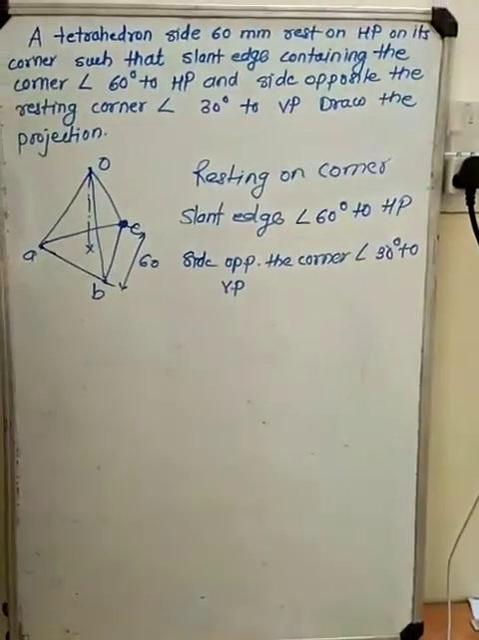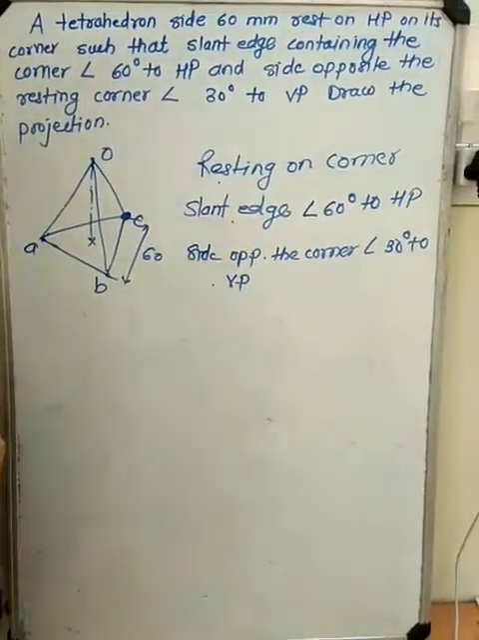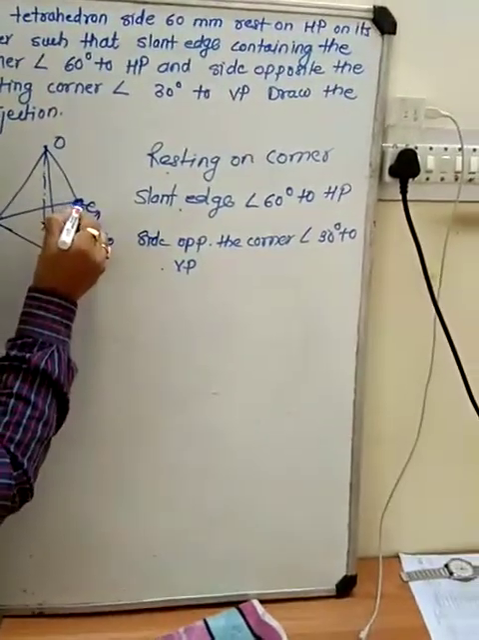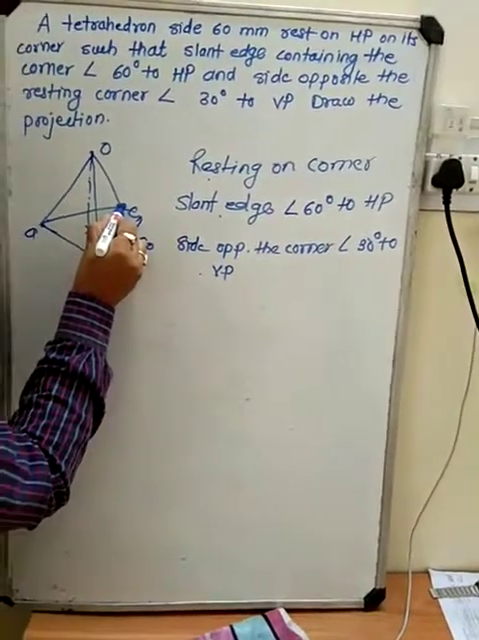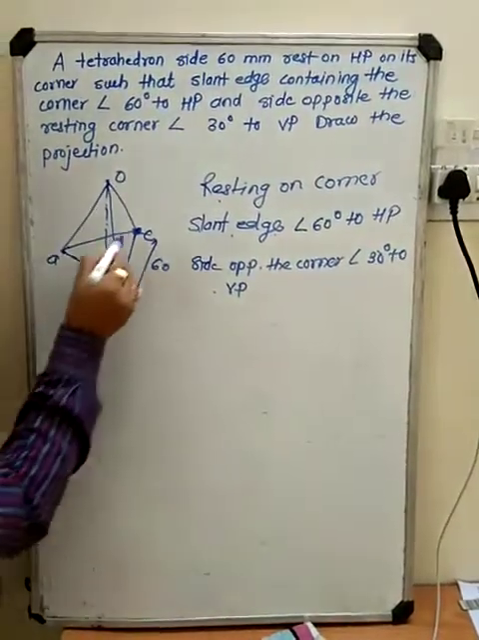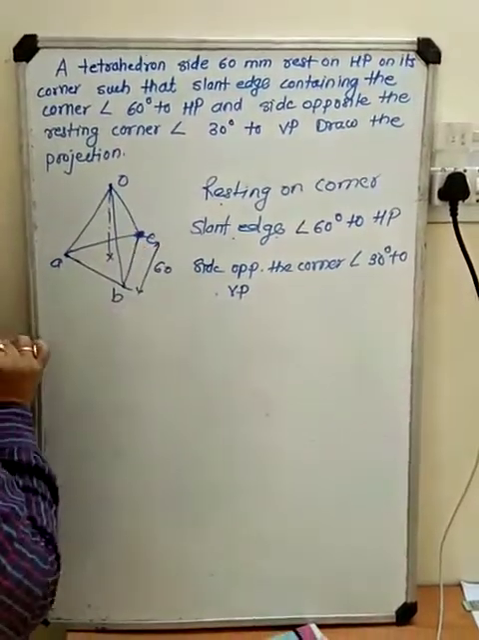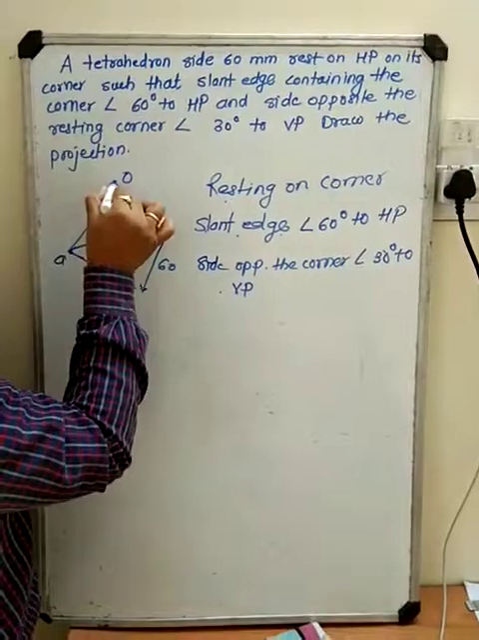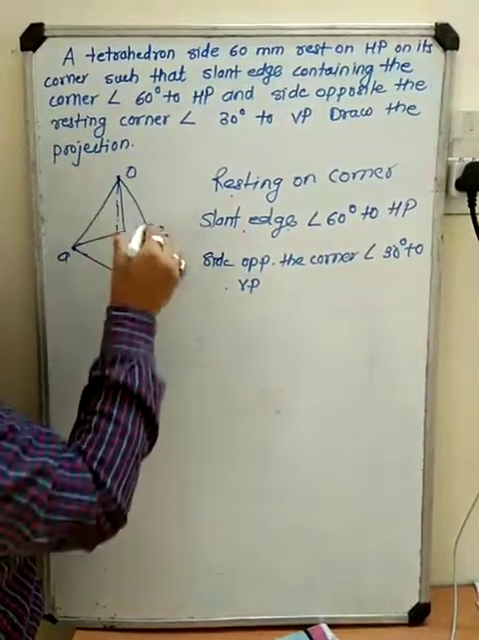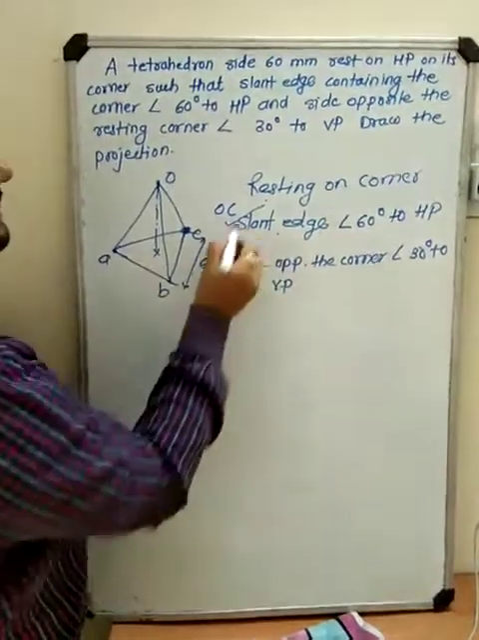Okay, draw the projection. This is the solid. This is the first condition, this is the second condition, and this is the resting on corner. First you have to understand the meaning of these conditions. Suppose the corner is C and C is resting, and the slant edge containing the corner C is inclined 60 degree to HP. Now from C you have three edges, AC, BC and OC. But here only OC is slant, because ABC is the base, and slant means sloping in the front view, so the slant edge is OC.